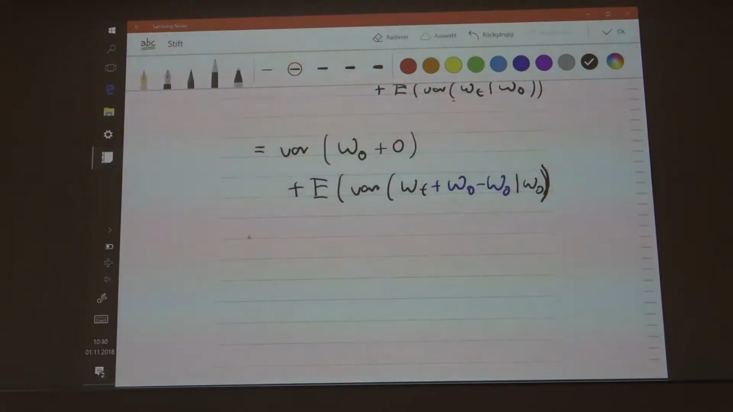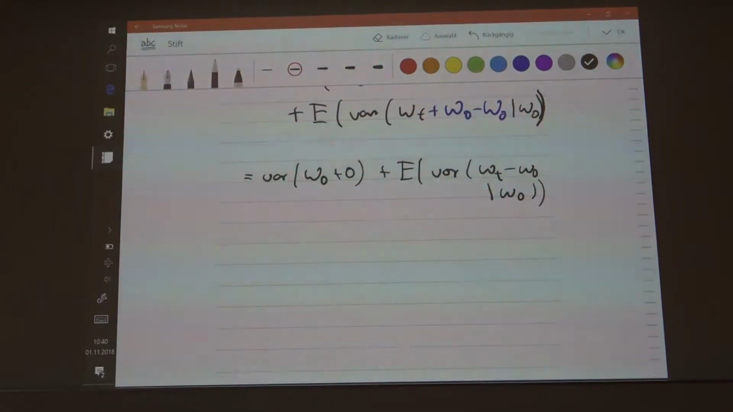So I'm going to continue here. I'll keep this variance and change it later. Here you're going to have the expectation of the time difference, because the variance does not depend on this expression, so the variance basically stays the same. So here you have the expectation of the conditional variance of WT minus W0, conditioning on W0.